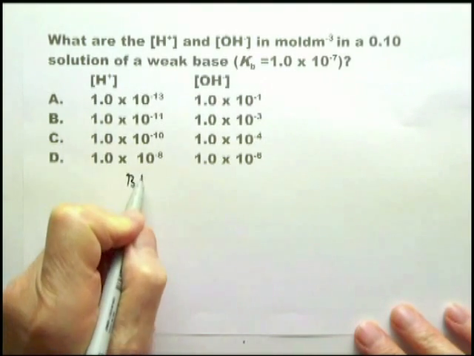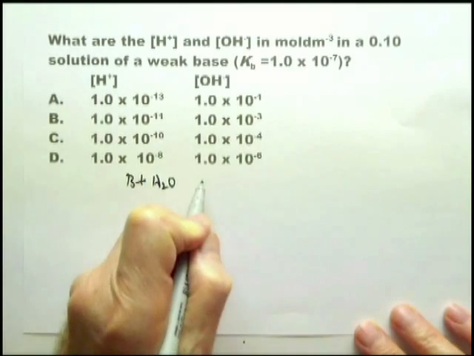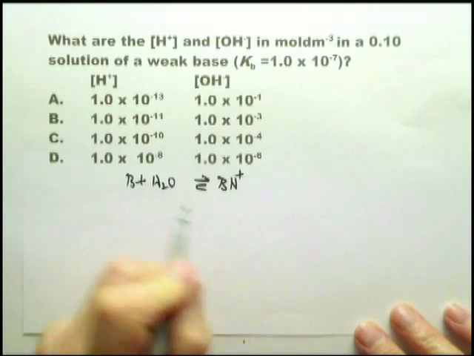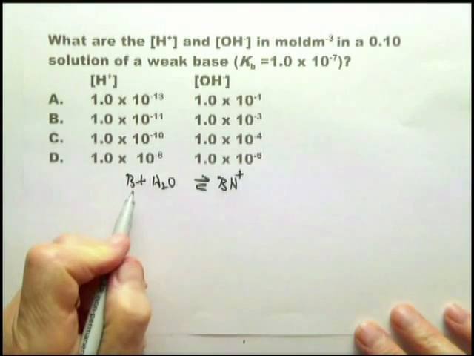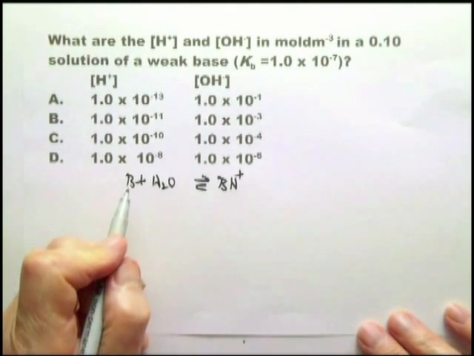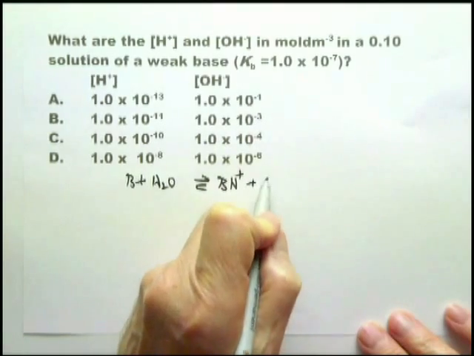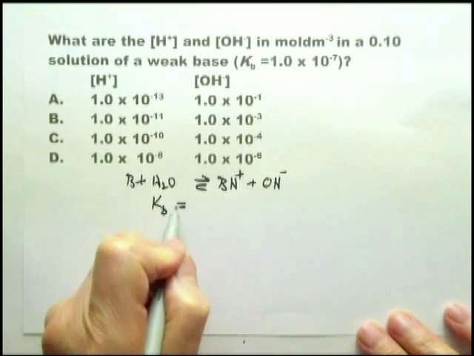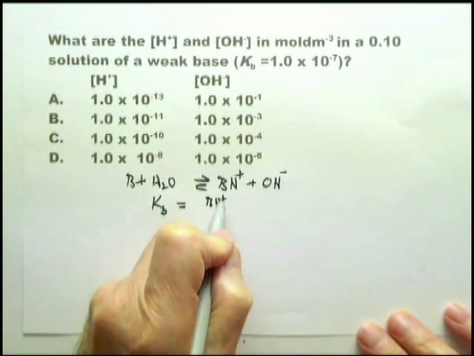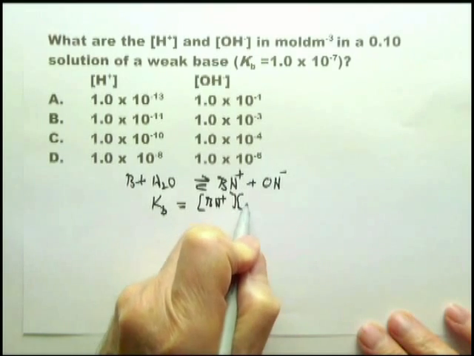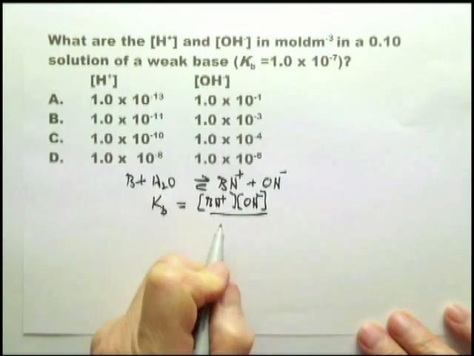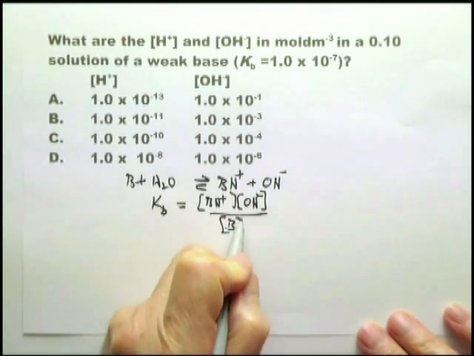Let's say it's B plus H2O goes to BH plus, and the B can be ammonia, ethylamine, methylamine, many possible weak bases, plus OH minus, and the Kb equals BH plus OH minus over B concentration.